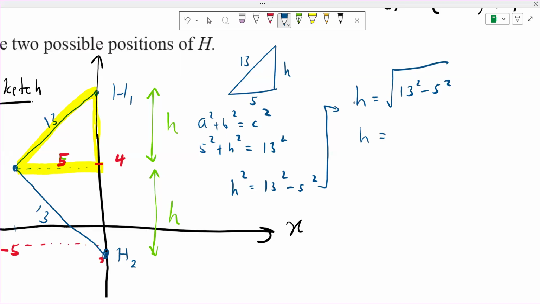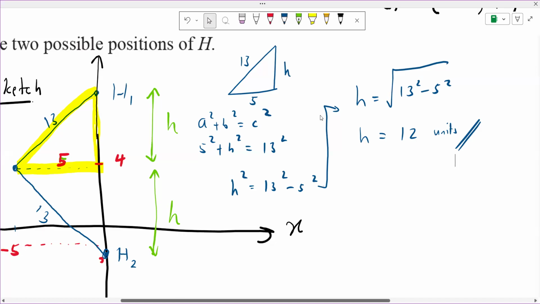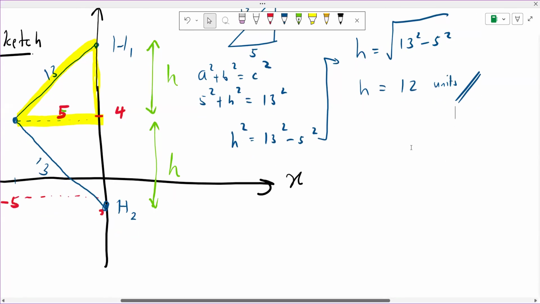Let's see, 13 squared minus 5 squared. It gives us 12 units. So we are not done yet. We have 12 units here, but how do we find h now?